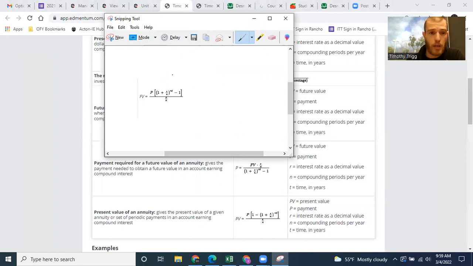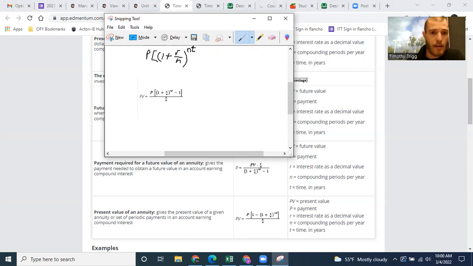All these other variables we know. It might be hard to see, but this says P, and then we have a bracket, then parentheses, 1 plus R over N. R is the interest rate, N is the number of compoundings in a year. So since it's compounded monthly, our N will be 12 in this case. Then it's to the power of N times T.